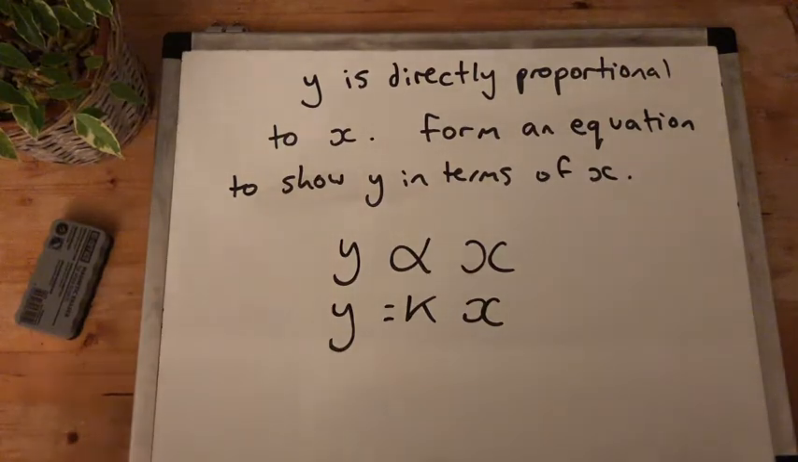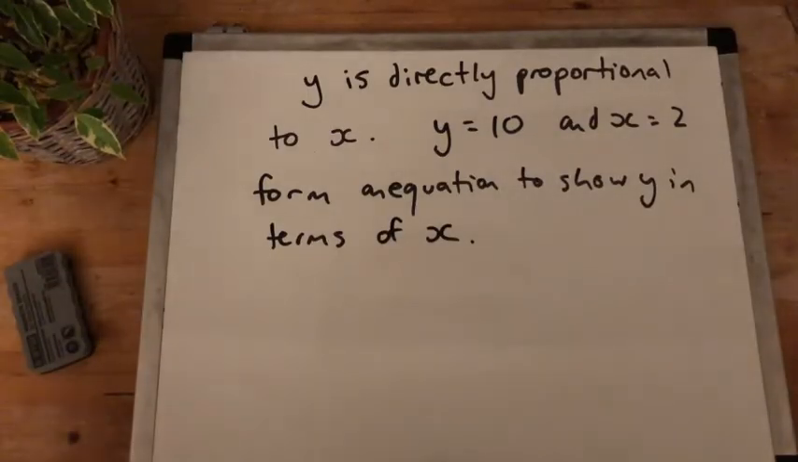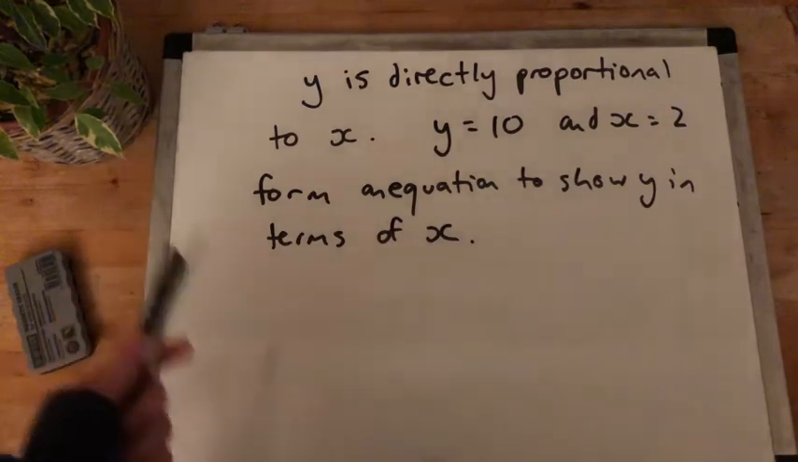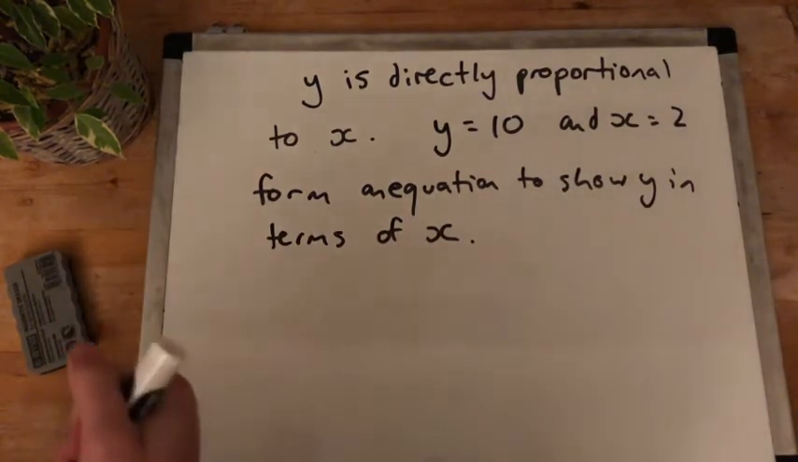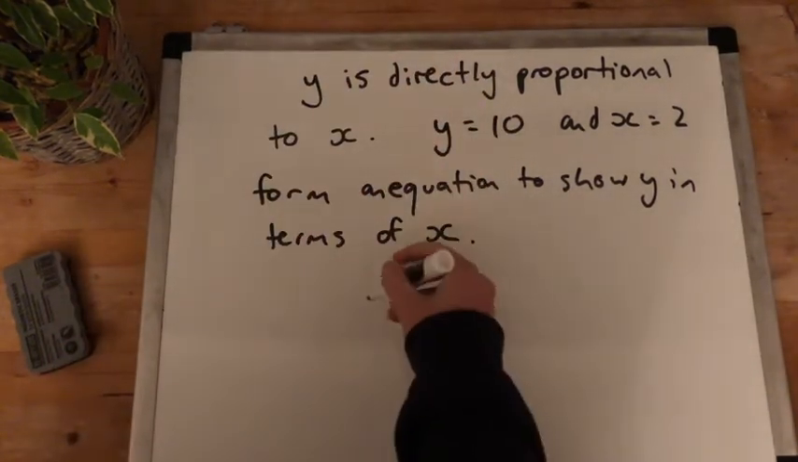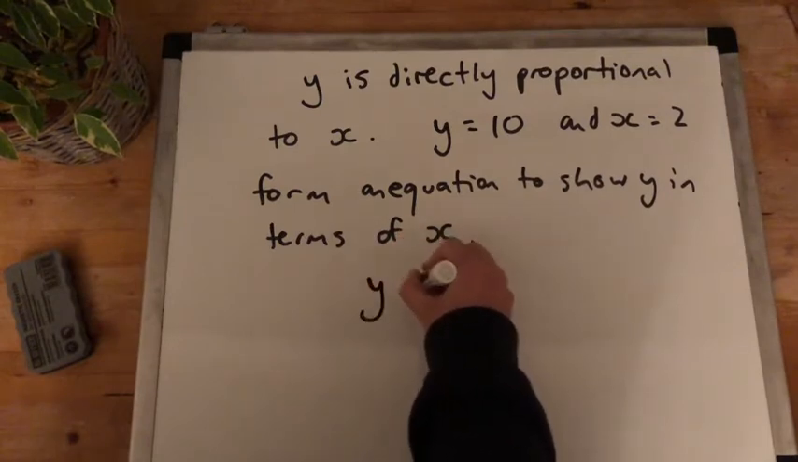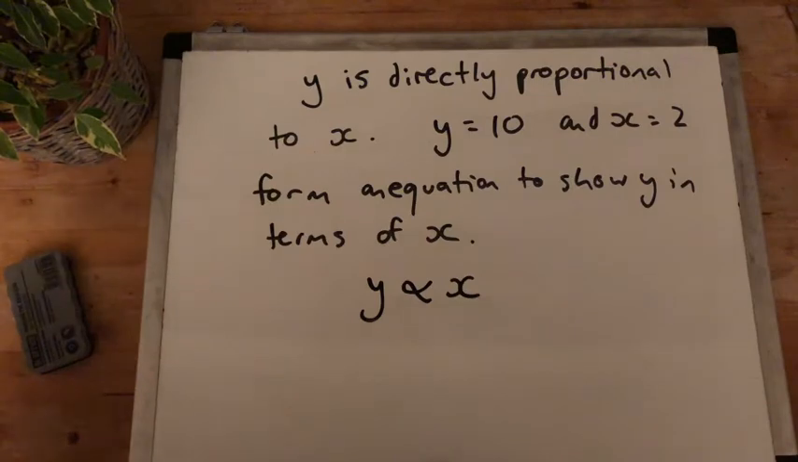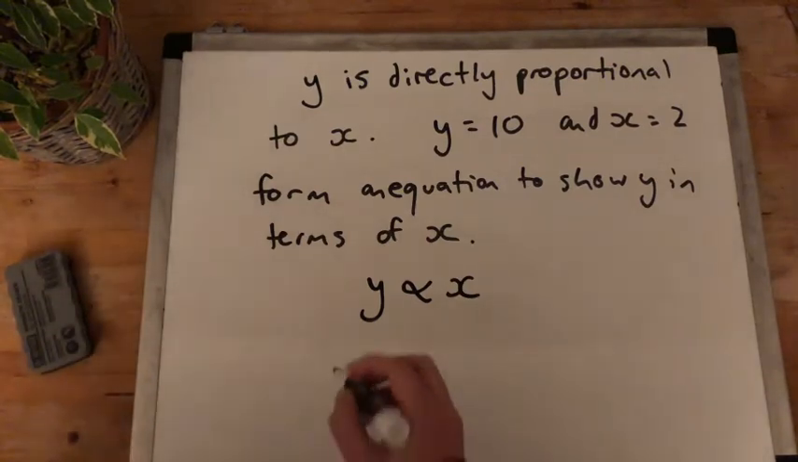We're going to try that again, but with one that's a little bit more difficult now. Same thing again, y is directly proportional to x. Y equals 10 and x equals 2. Form an equation to show y in terms of x. So, same thing again, y is directly proportional to x. Write out y is directly proportional to x. We see our direct proportion sign, so our next line, swap it out for equals k.